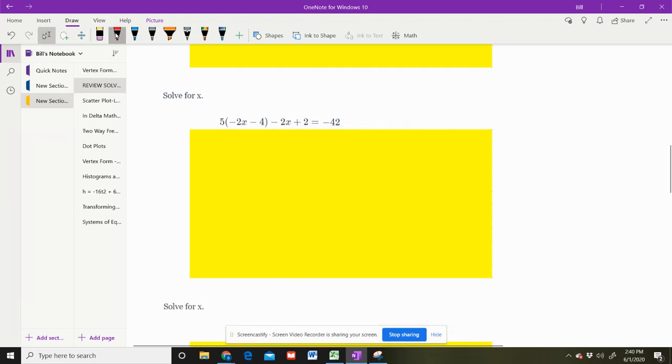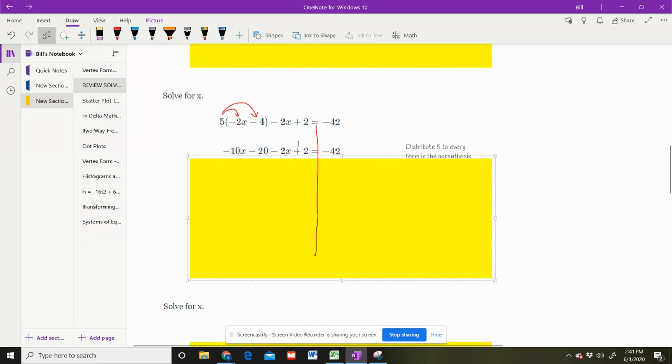This one is a little different. It's a little bit more complex. We've got a distributive property here that we have to deal with, so let's take that first. We're going to distribute the 5 inside the parentheses. We need to multiply both terms. So 5 times a negative 2x gives us a negative 10x. 5 times a negative 4 gives us a negative 20.